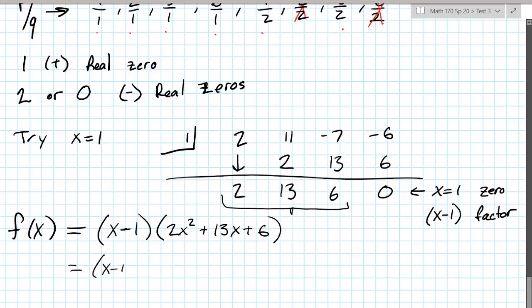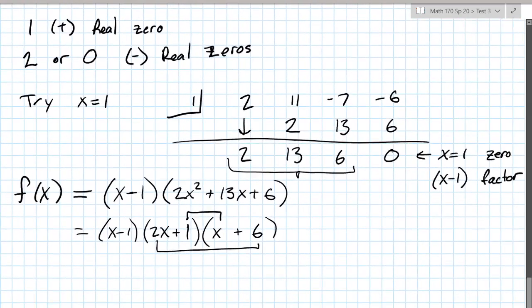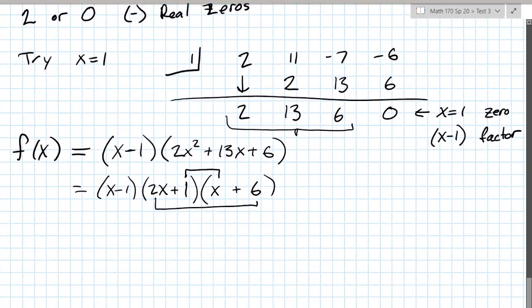So x minus 1 times, I'm thinking we need a 2x and an x, and then if we try a 6 here and a 1 here, 2 times 6 will give me 12, and that'll give me one more to give me 13. If these are both positive, everything works out. So we have just factored our polynomial.